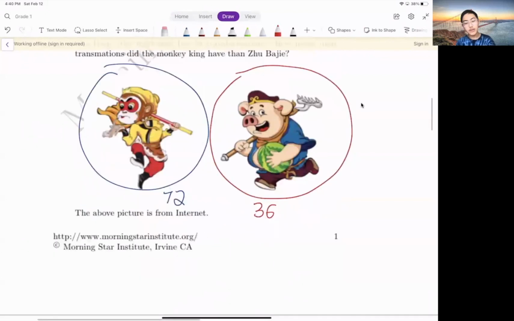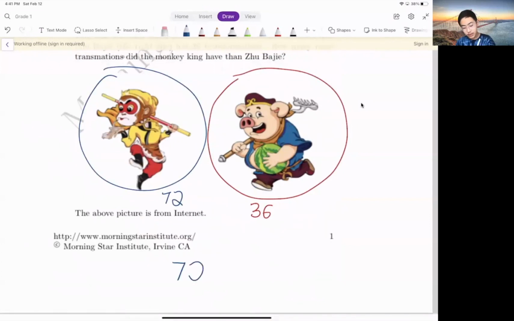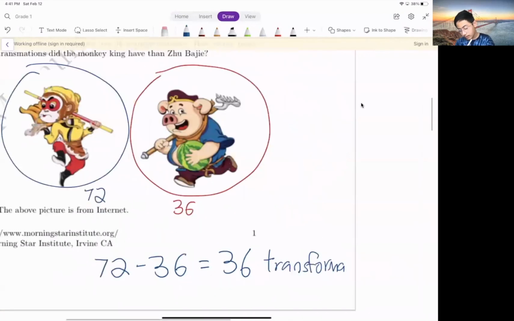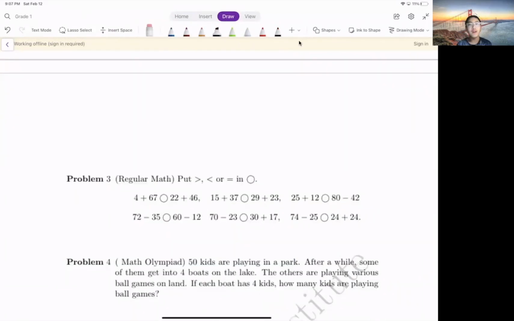So all we have to do is subtract 36 from 72 to get our answer. So 72 minus 36, this should be very easy, 36 transformations. So let me just write that, transformations. And so we know the Monkey King did 36 more transformations than Zhu Bajie. Problem 3, put the greater than sign, less than sign, or the equal sign in the circles below.